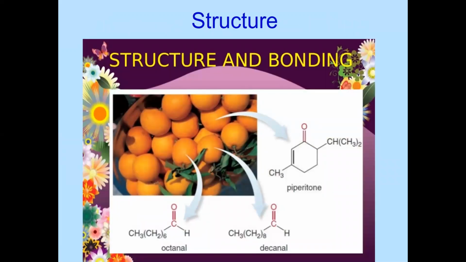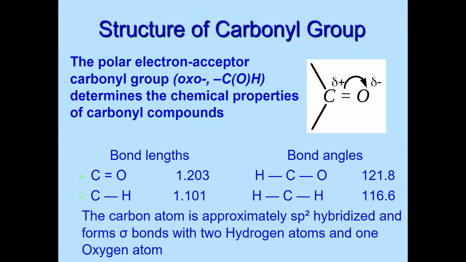Structure and bonding. The polar, electron-withdrawing carbonyl group determines the chemical properties of carbonyl compounds. You can see some characteristics of these compounds, bond lengths and bond angles.